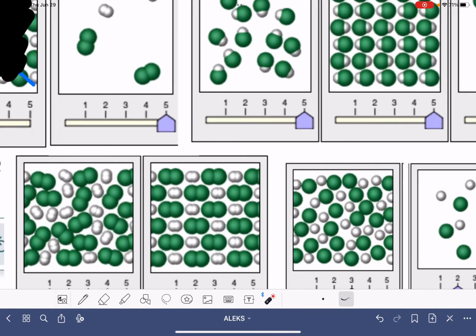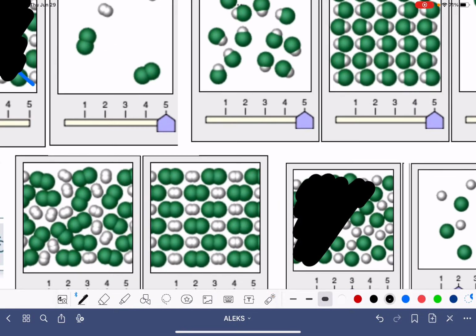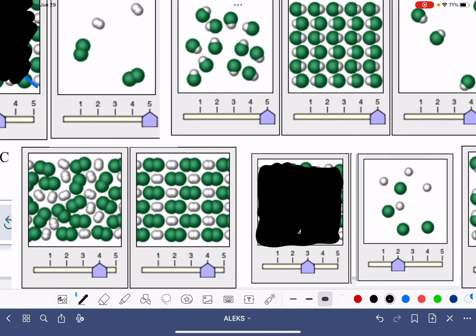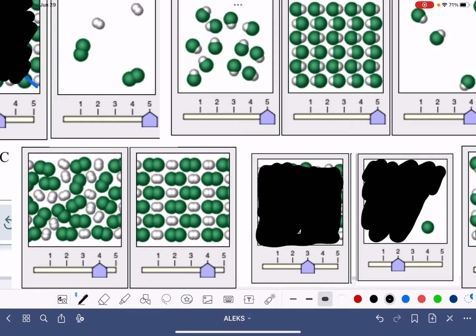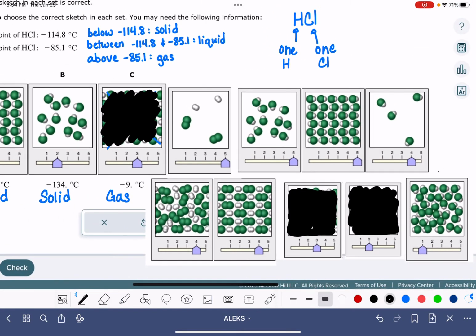So we want to eliminate these types of pictures where the spheres are disconnected from each other, separate individual white spheres and green spheres. Here's another one. And this is true for all of these ALEKS problems. It doesn't matter what your molecule is. It doesn't have to be HCl. It could be anything. You don't want to be thinking about any pictures that have the molecules separated from each other.